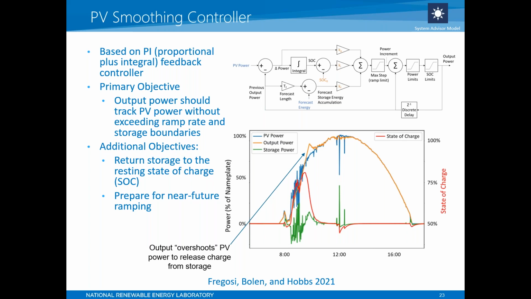So you can see that in the chart on the bottom right. The blue line is the PV power, the green line is the storage power, and the yellow line is the overall output power of the system. So more or less throughout the day, the output line is matching the blue line, but a little bit smoother due to the battery output, except for an overshoot that happens in the late morning. And what's happening there is that the controller sees that the PV plant output is going to slowly increase, and it will overshoot that in order to reduce the state of charge of the battery and prepare for future ramping.